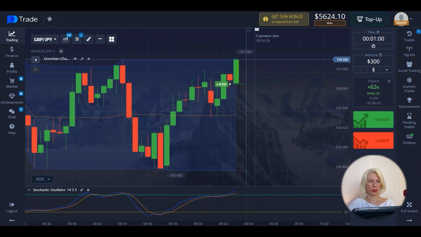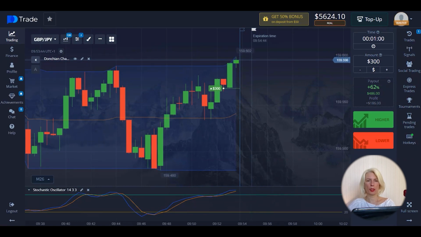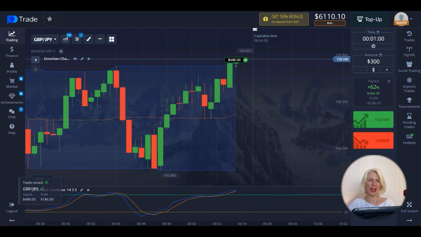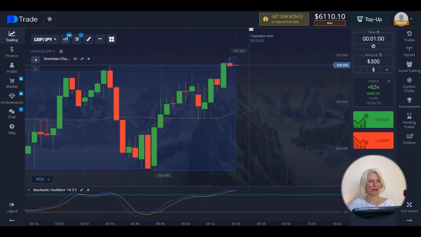Now let's look at the chart. The price is moving steadily to the upper band of the downtrend channel indicator and is pushing this band up. The price moved up and we're waiting for the result. Here it is, profit, and we're making $186. It's a good start. Now let's continue trading and look for the next nice entry point.